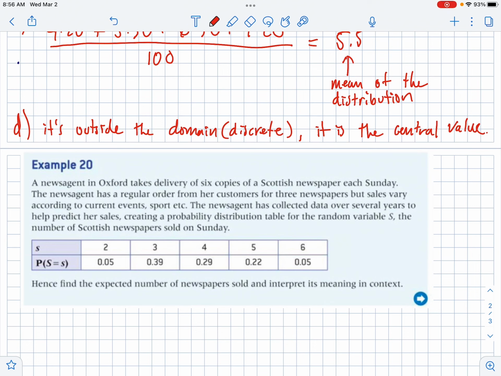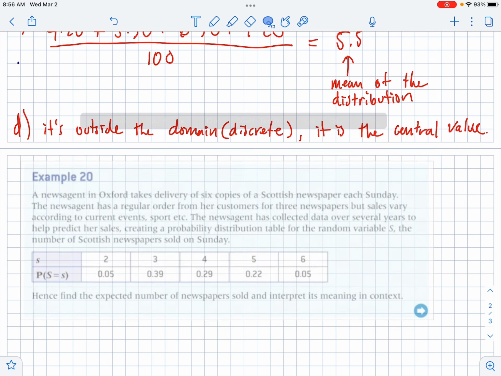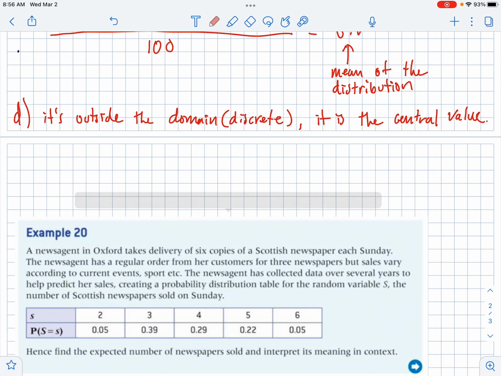Now, before we get to example 20, sorry, I ran out of space. I need to move this for a second. We need to do a formula.